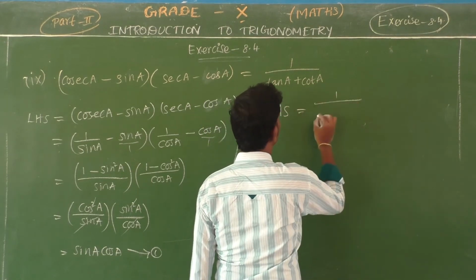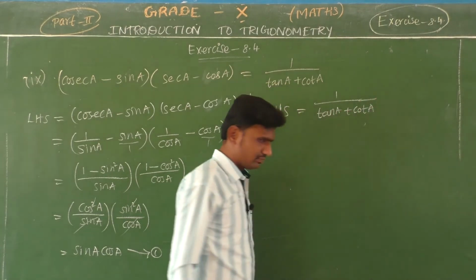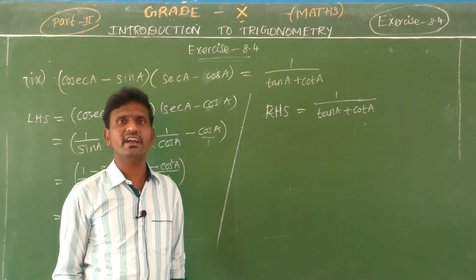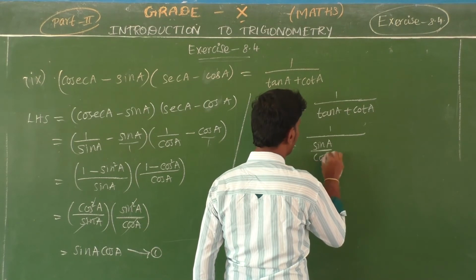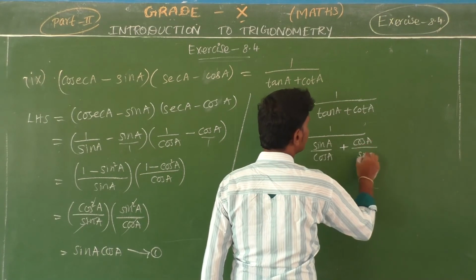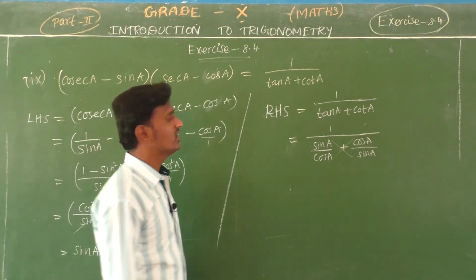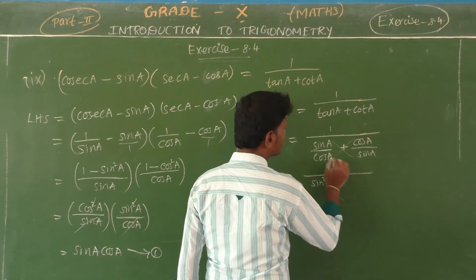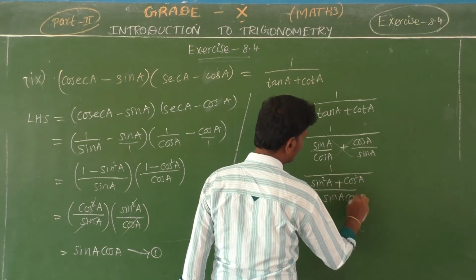So the right side is equal to 1 by tan A plus cot A. Tan A is very simple, sin by cos only. So 1 by (sin A by cos A plus cot A), which means cos A by sin A. Now I am going to do a cross multiplication in the denominator. So what will come? 1 whole divided by (sin square A plus cos square A), the whole divided by sin A into cos A.